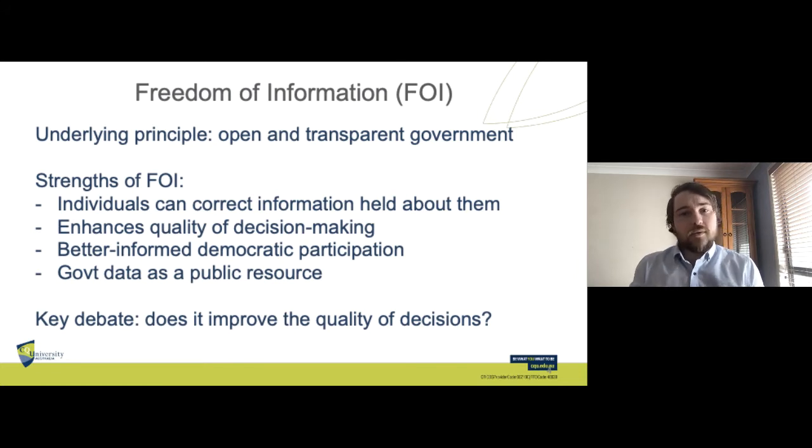And the thing to really keep in mind here is an underlying principle of open and transparent government. Freedom of information is all about laying bare government processes and making sure that we're able to find out as much information as we can about how the government is operating. And there are a number of strengths that come with that.